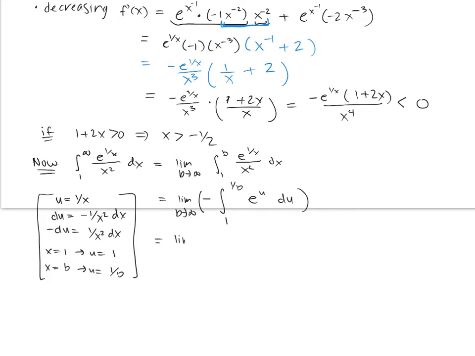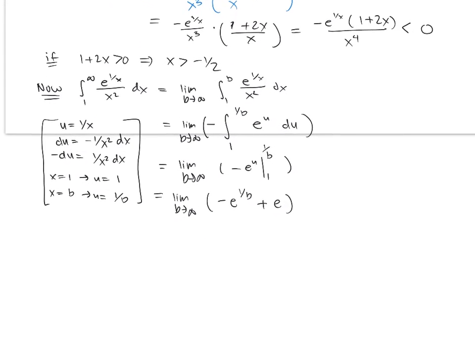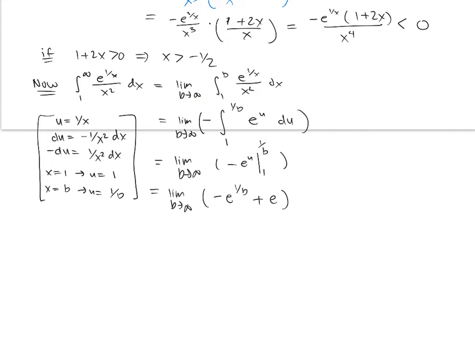Wait, isn't 1 over b just 0? Don't try to skip steps, but it will, yes. So negative e to the u, evaluated from 1 to 1 over b. I think you're just a little bit ahead is all. Negative e to the 1 over b plus e. So now you can tell me what happens.